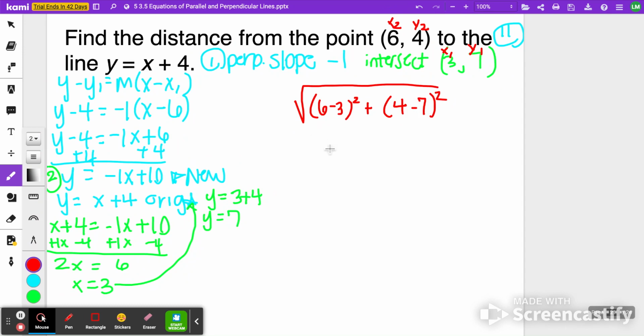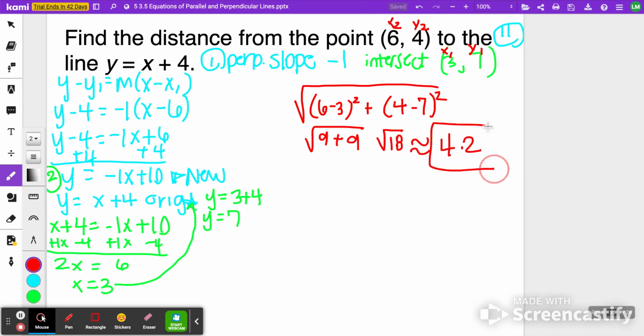I got 6 minus 3, that's 3, so 3 squared is 9. 4 minus 7 is negative 3. Negative 3 squared is also 9, so I get 9 plus 9, which is the square root of 18, and that is going to round to about 4.2. Okay.